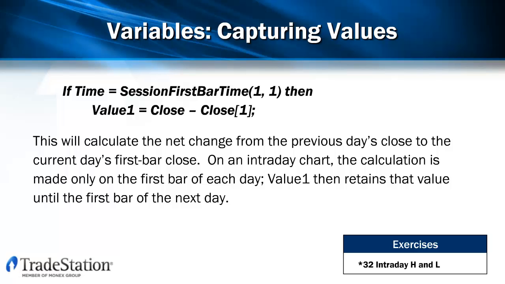So here, I want to capture the net change from the close of the last bar of yesterday to the close of the first bar of the day. So I have a condition that says if time equals first bar time of the session, then Value1 is going to equal the close minus the close of 1 bar ago. This condition is only true on 1 bar each day on an intraday chart.